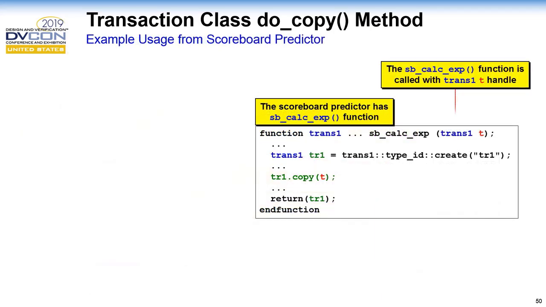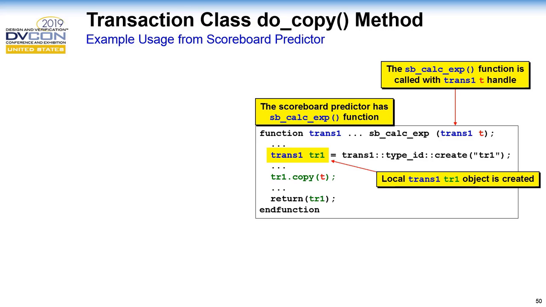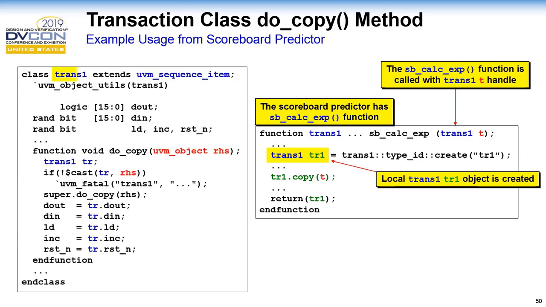In this example, which I use frequently inside of scoreboards, I've got a scoreboard calculate expected function where the transaction has been broadcast from the monitor up through the agent over into the predictor inside the scoreboard. Then I declare my own local transaction handle, and I create a transaction. When I create the transaction, I need to copy this broadcast transaction to my local one so that I can now modify the expected values inside of the transaction.